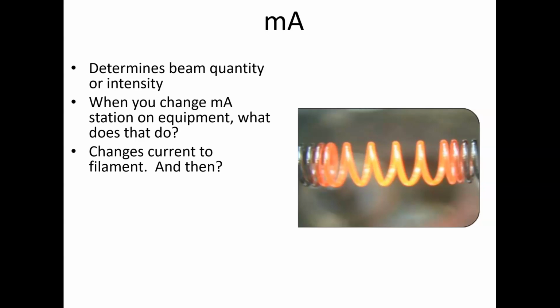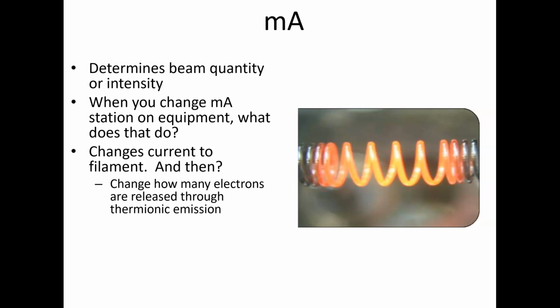It changes the current to the filament. So now you have more electrons moving through that thin wire in the filament. What happens then? So your mind should go to more electrons boil off in thermionic emission. All right, if we have more electrons available at the cathode, what happens with X-ray production? It increases.